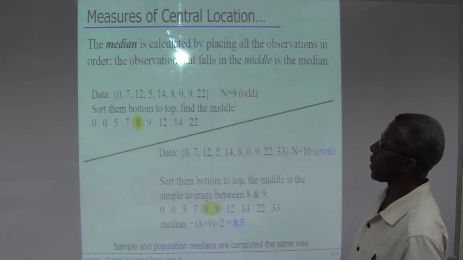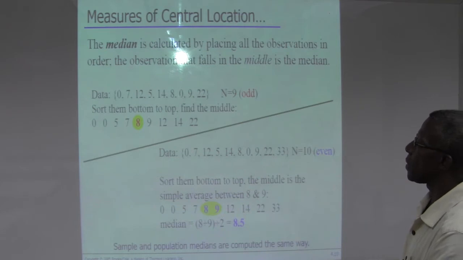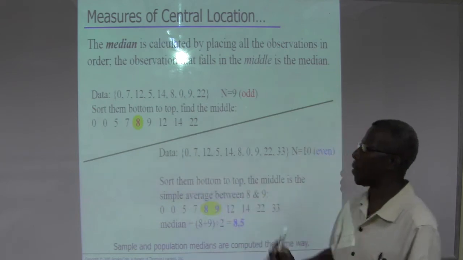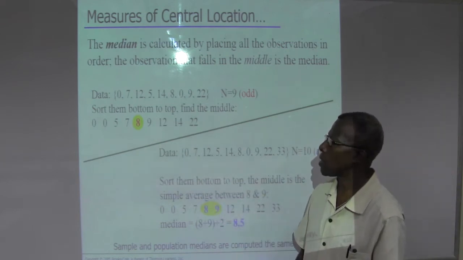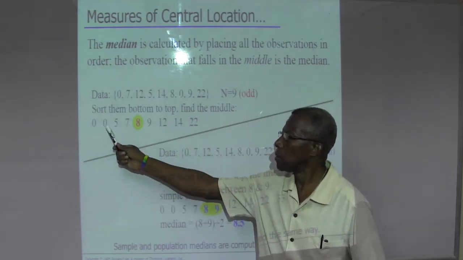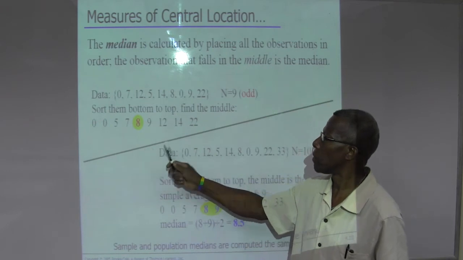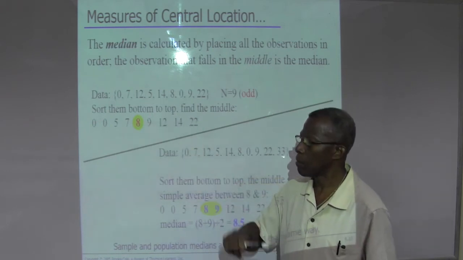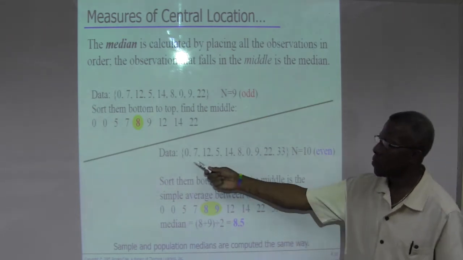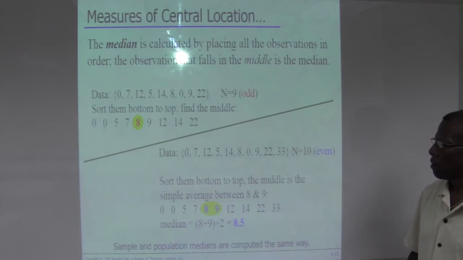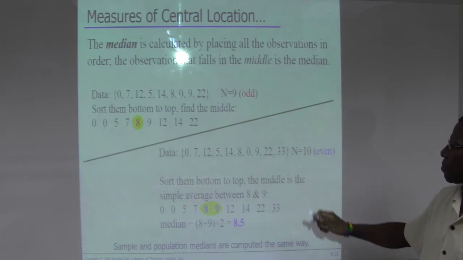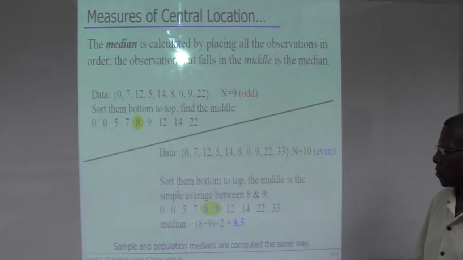In the example shown here, you have 0, 7, 12, 5, 14, 8, 9, 22. Ordering them looks like that: 0, 0, 5, 7, 8, 9, 12, 14, 22. Which is the one in the middle? Obviously 8, with 1, 2, 3, 4, 5 on each side. So 8 is smack in the middle; 8 is the median. In another case where you have an even set, as shown here, 0, 7, 12, 5, 12, 14, 8, you have 10 numbers. So how are we going to find the middle?